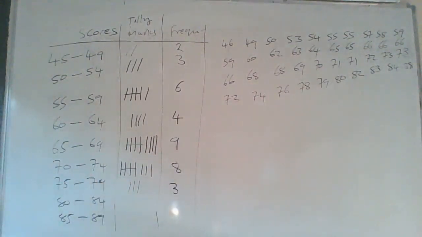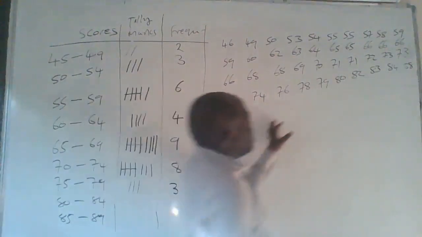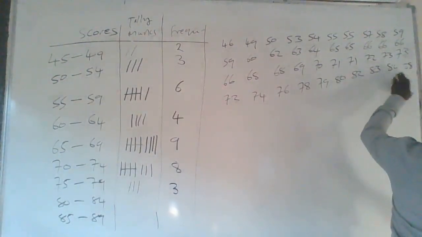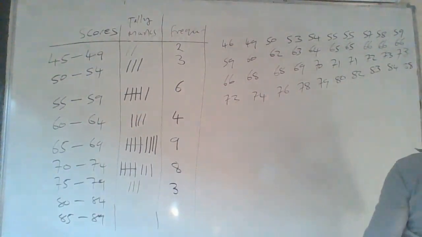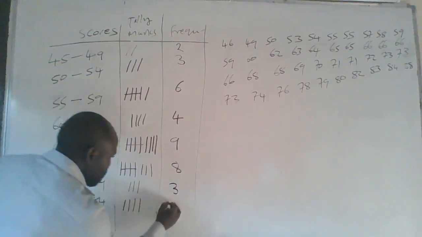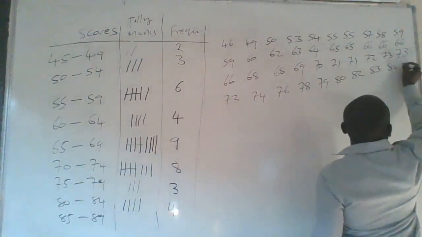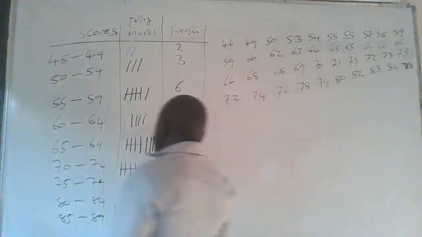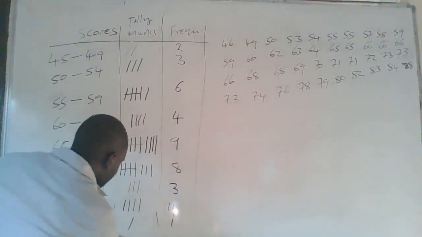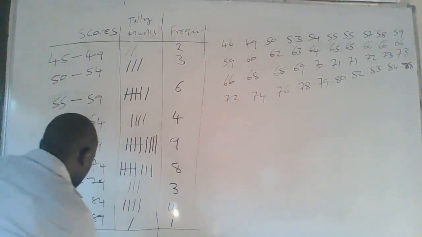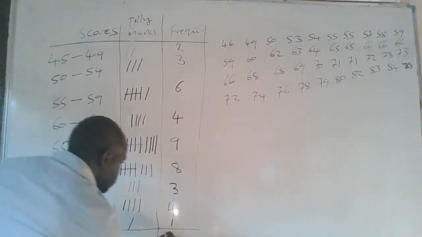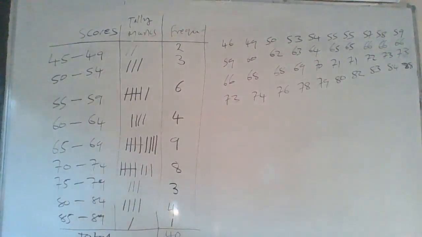We go to the next one, which is 80 to 84. So we look at this distribution. 1, 2, 3, 4. There are only 4 students who scored between 80 and 84, and we put our 4 there. If we look at the last class, which is 85 to 89, there is only one, which is 88. So we put a tally mark of 1 and put 1 there. Then we can close and put a total. Our total is 40. So this is how we construct our frequency distribution.